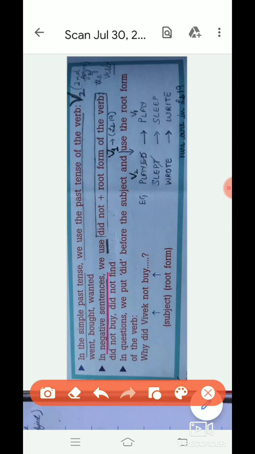So when you frame a negative sentence in simple past tense, we use did not plus root form of the verb, and root form of the verb is V1. And what is the V1 form? That you must refer to lesson number 19 and revise it every day, so that at least you are familiar with the 3 forms of verb. There only 2 are given. The third one we will be doing in second term.